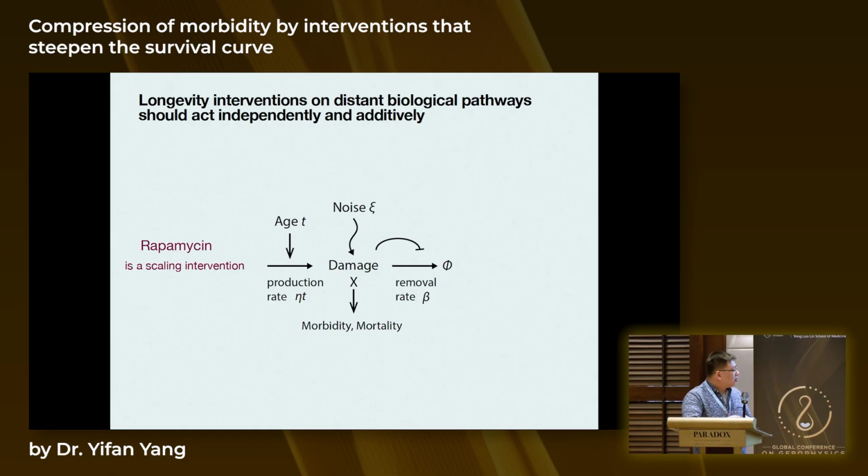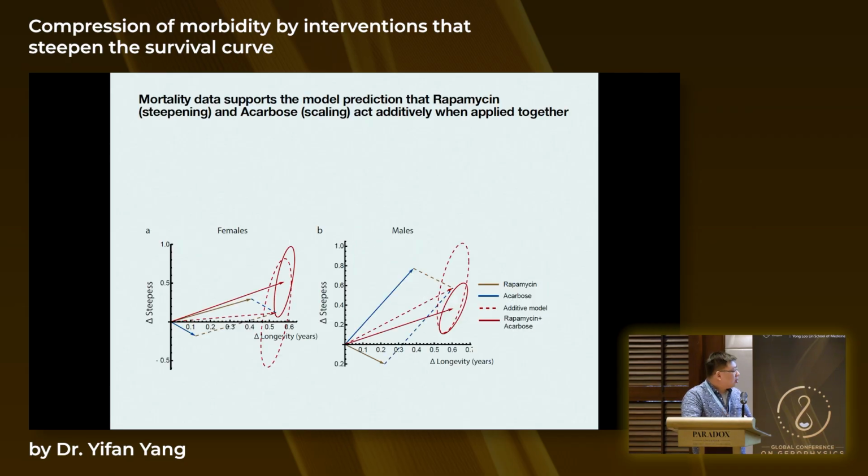So as you've seen before, rapamycin is a scaling intervention. So we think that it operates through damage production. Whereas another drug, we identified it as a beta intervention, which means that it increases the damage removal rate. And because these 2 drugs act on distinct processes, they should act additively. And indeed, this is the case in the data.